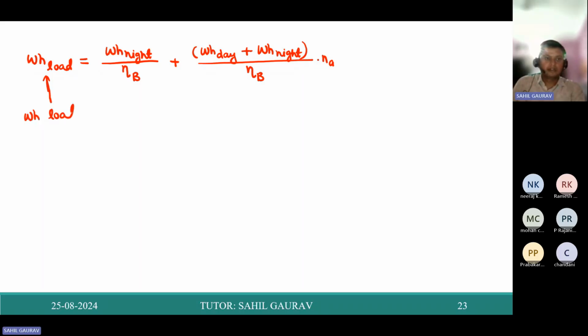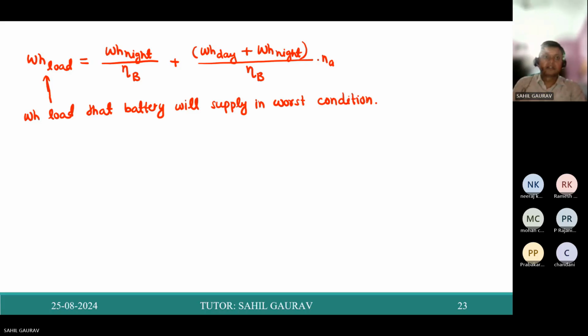So what is our load that the battery will supply in the worst condition? Whatever load that battery will supply in the worst condition, the expression will be this, because we have considered the number of autonomy days also.